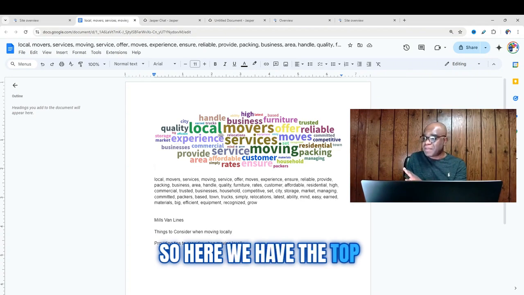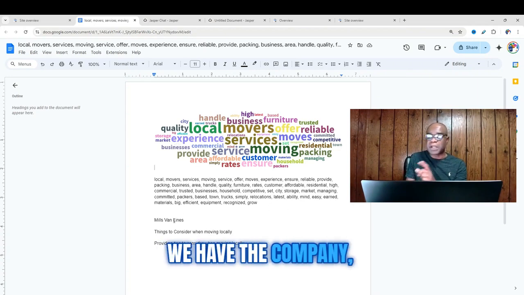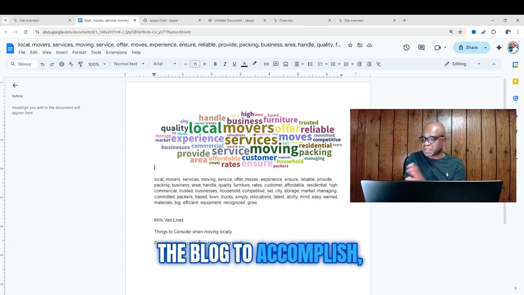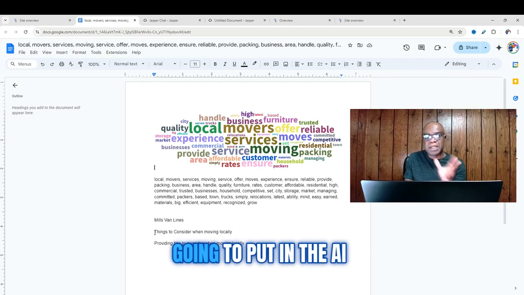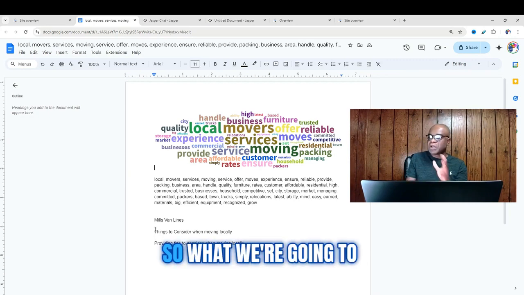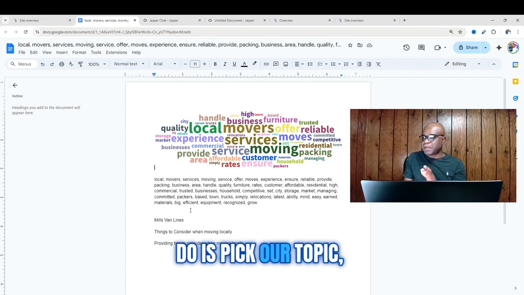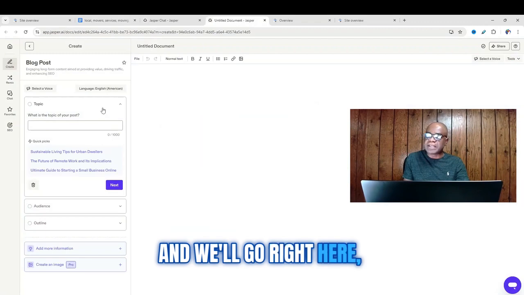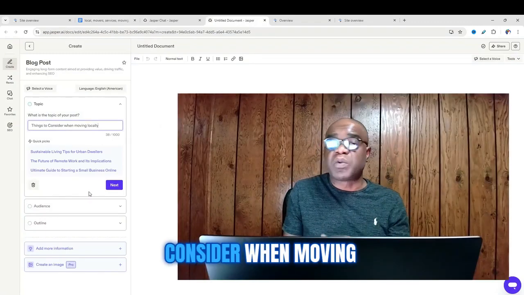So here we have the top themes that they're searching for. We have the company, we have the title of our blog and what we want the blog to accomplish, as you can see here. And that's what I'm going to put in the AI tool. So what we're going to do is pick our topic, which is things to consider when moving locally. And we'll go right here and put it right there. It says things to consider when moving locally.